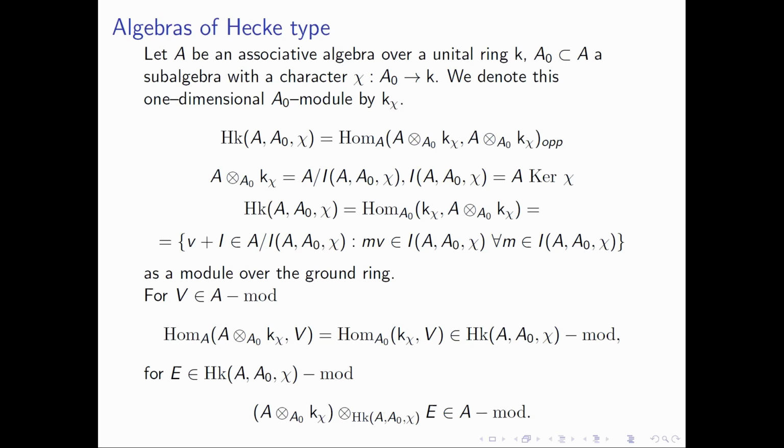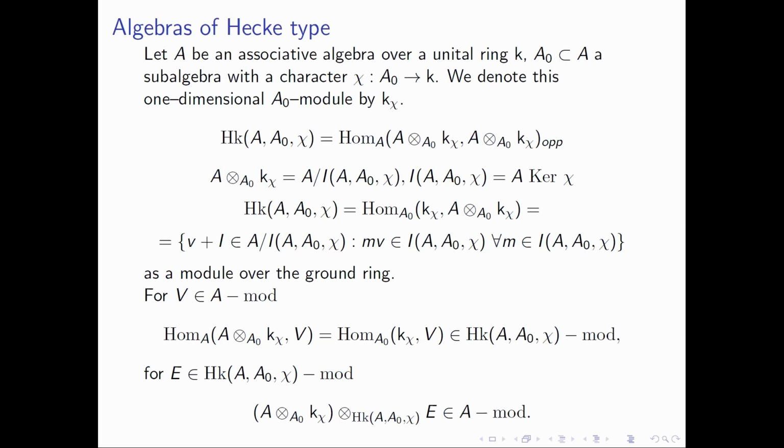The point is that often in many examples, these two functors are inverse if you restrict them to appropriately chosen subcategories of representations. Well, the terminology, by the way, comes from the fact that when A is the group algebra of a finite Chevalley group, A0 is the group algebra of a Borel subgroup in it, and chi is the trivial representation, then you obtain the classical Hecke-Iwahori algebra this way. But I'm interested in a different story.